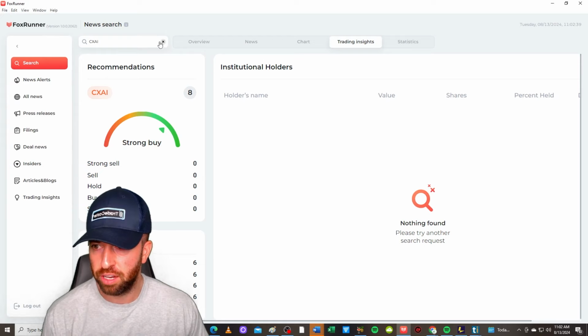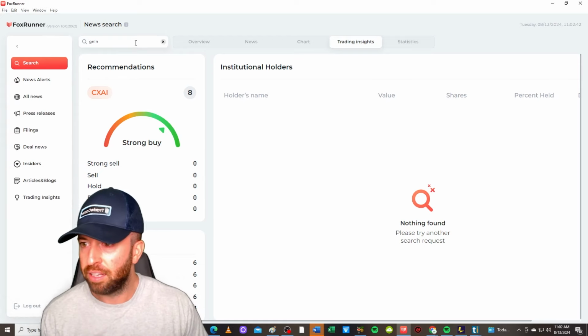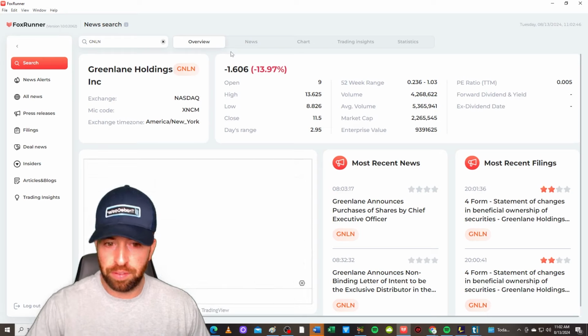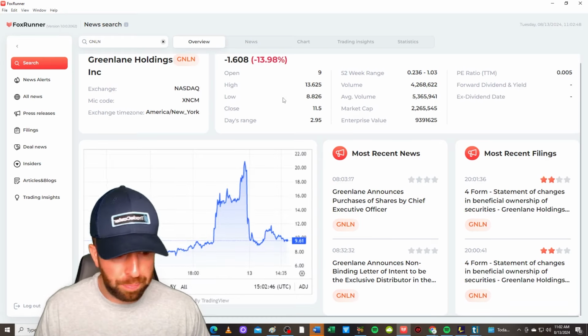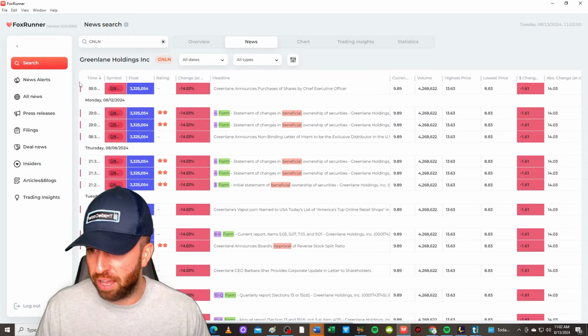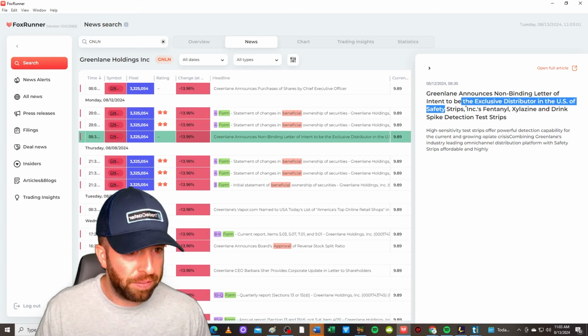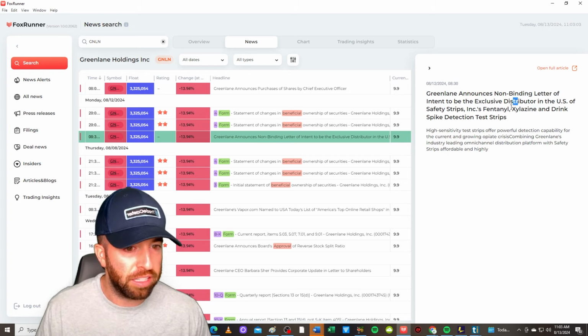We go to search, GNLN. Let's again see what we have here. GNLN, go to overview here. What was the big news that came on out yesterday that led to this very big spike here? So GNLN, was there any sort of news? Yep, GNLN right here says we announced a non-binding letter of intent to an exclusive distributor in the US of safety strips. This was the news that came on out.